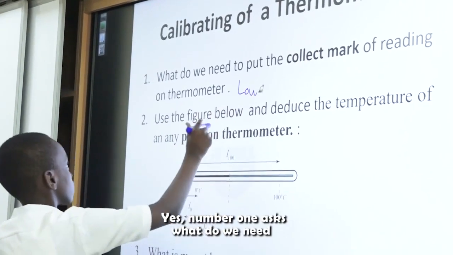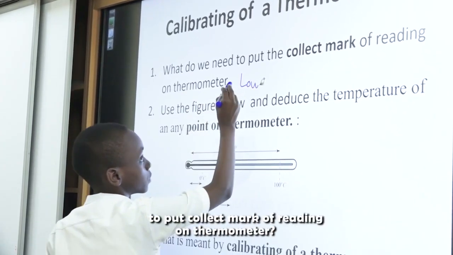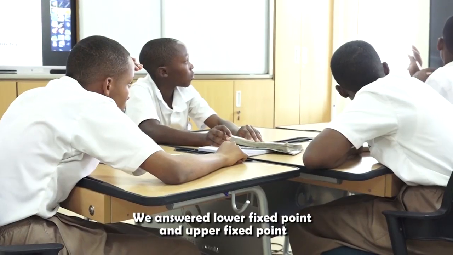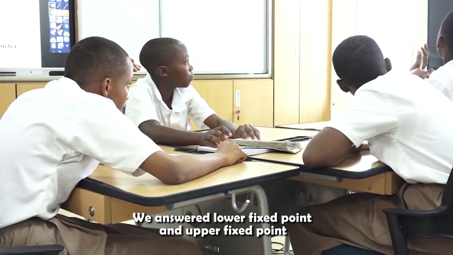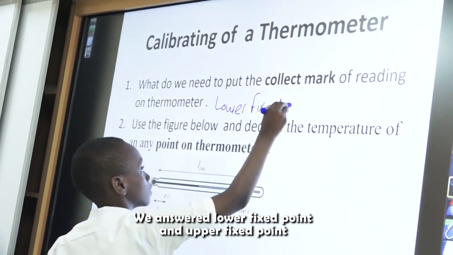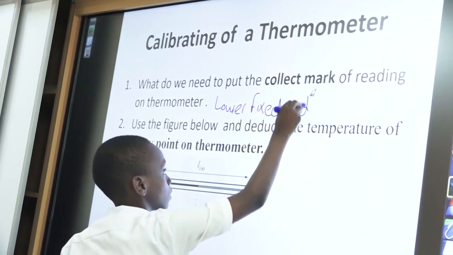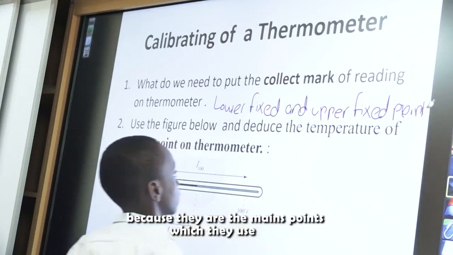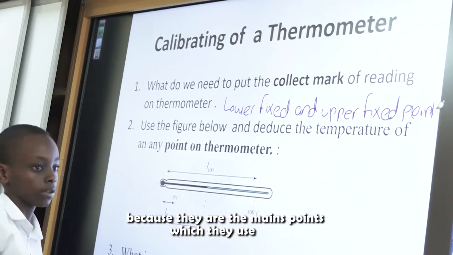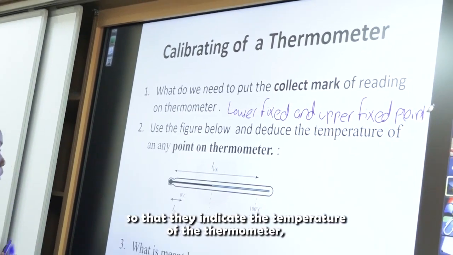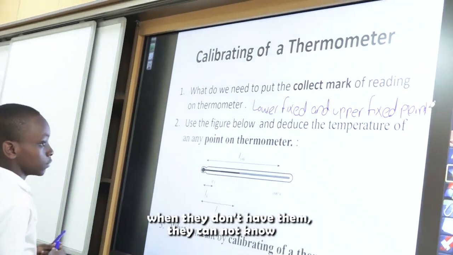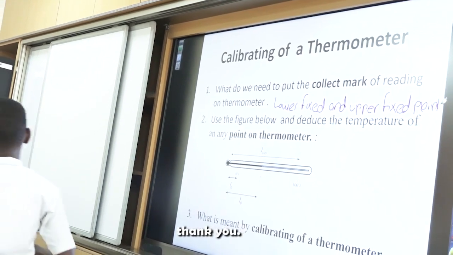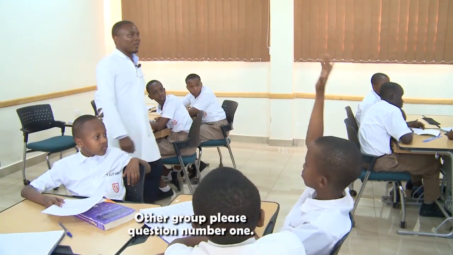Number 1 asked us what do we need to put the correct mark of a reading on a thermometer. We answered lower fixed point and upper fixed point, because they are the main points which they use so that they can indicate the temperatures on the thermometer. When they don't have them, they cannot know where to indicate other points of the thermometer. Thank you. Other group, please, question number 1.